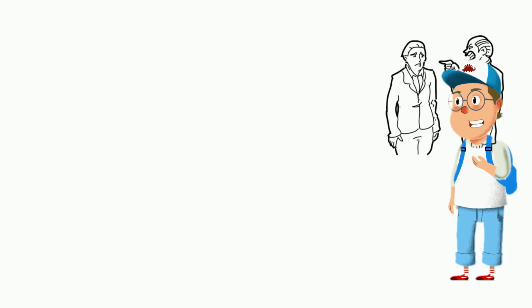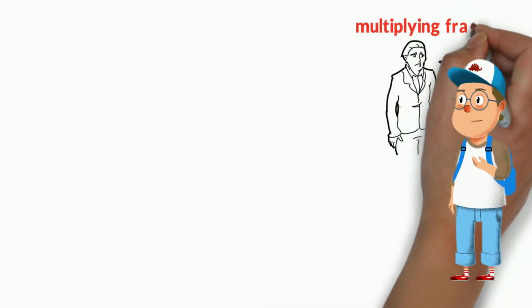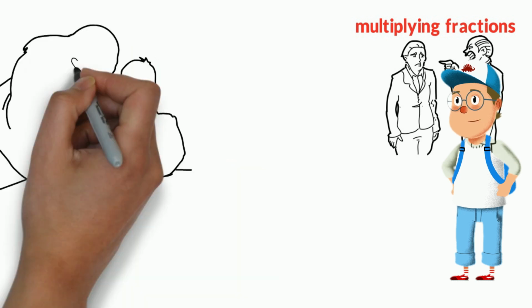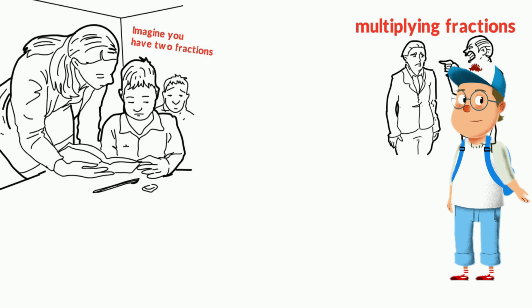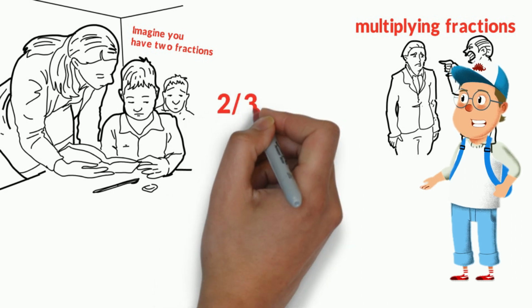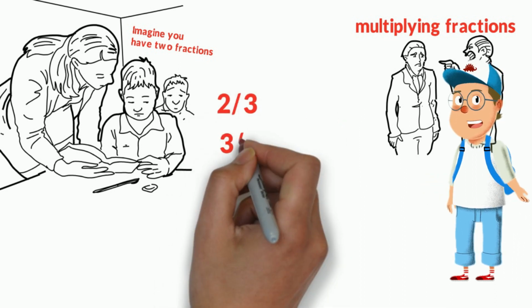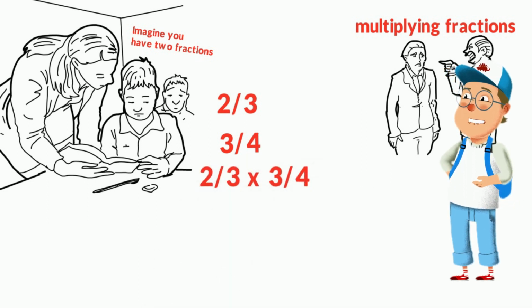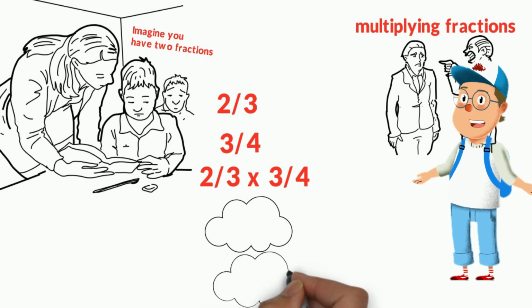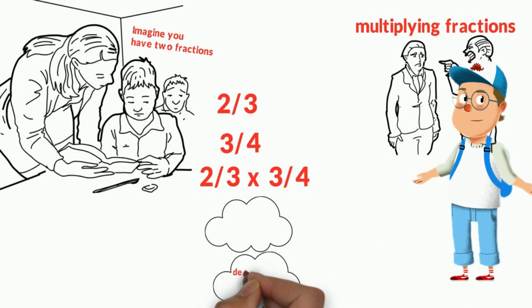Now, let's tackle multiplying fractions. Imagine you have two fractions, say 2/3 and 3/4. To multiply them, simply multiply the numerators together, 2 times 3, and the denominators together, 3 times 4. Your result becomes the new fraction. Voila! We've successfully multiplied fractions.